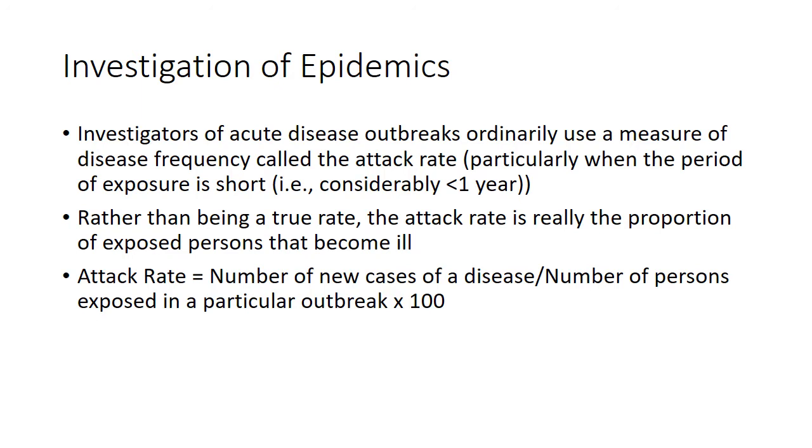So for instance, if you're looking at, say, an outbreak of food poisoning, and you traced it back to a particular restaurant, you'd be looking at the number of people who became ill after eating at that restaurant versus the total number of people that ate at that restaurant during the time frame, say over a few days or so. And so that would give you the attack rate. Again, it's not trying to look at the number of people that became ill at that restaurant over a full year. You're just looking at a very specific time frame.